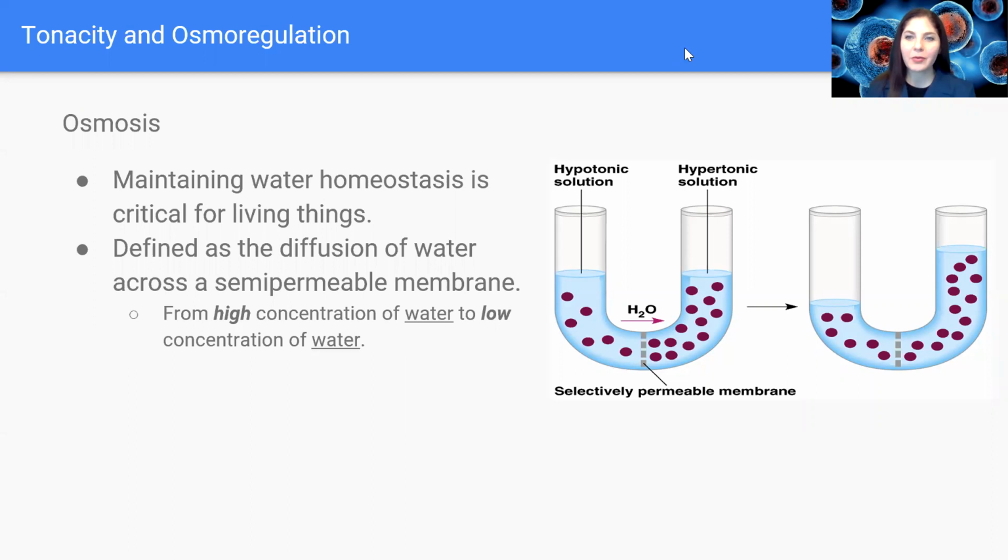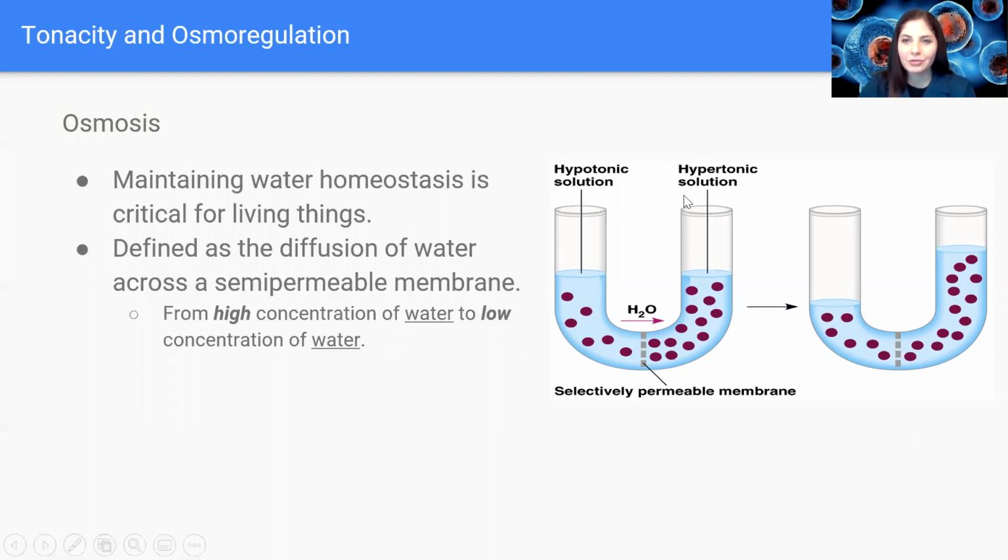So first of all, I want to discuss briefly osmosis. Maintaining water homeostasis is so critical for all living things. Now, osmosis in and of itself is defined as the passive diffusion of water across a semi-permeable membrane. And water always flows from a high water potential down the concentration gradient to a lower water potential.